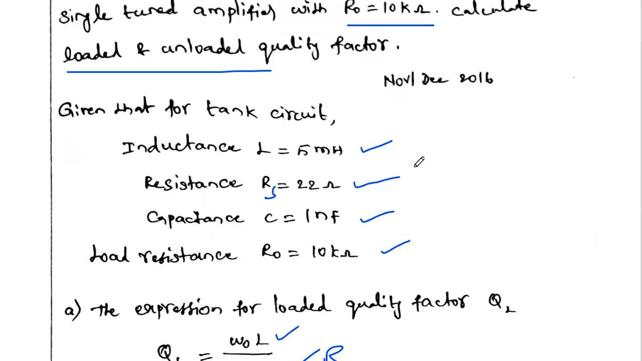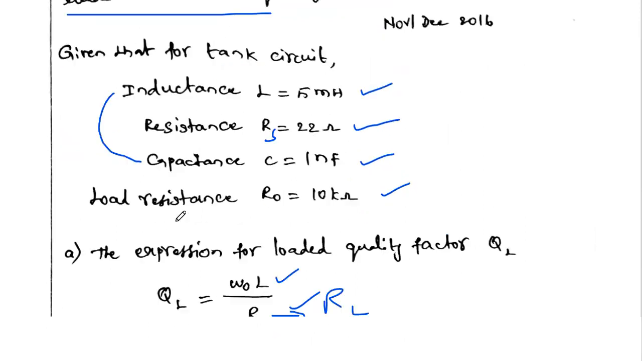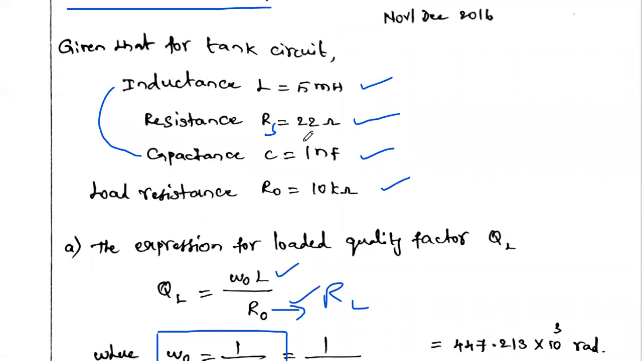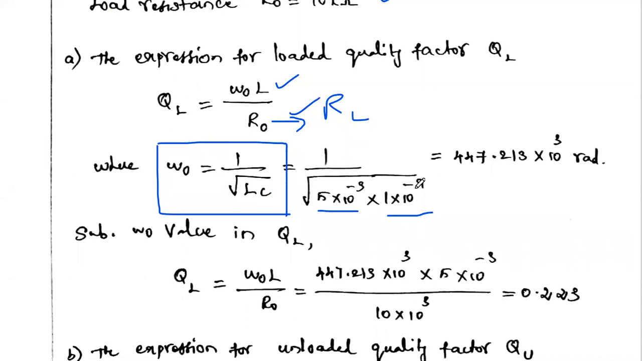So here L value given, this R naught value given, but omega naught value is not given. Okay, so in order to find out the omega naught, the inductance value and capacitance value are given. Okay, so using the formula for omega naught, omega naught is equal to 1 by square root of LC. So which is equal to 1 by, you substitute the inductor value 5 milli and the capacitance value 1 nanofarad. Okay, 1 nanofarad. So 1 into 10 to the power minus 9. So if you are substituting, we will get 449.213 into 10 to the power 3 radians.